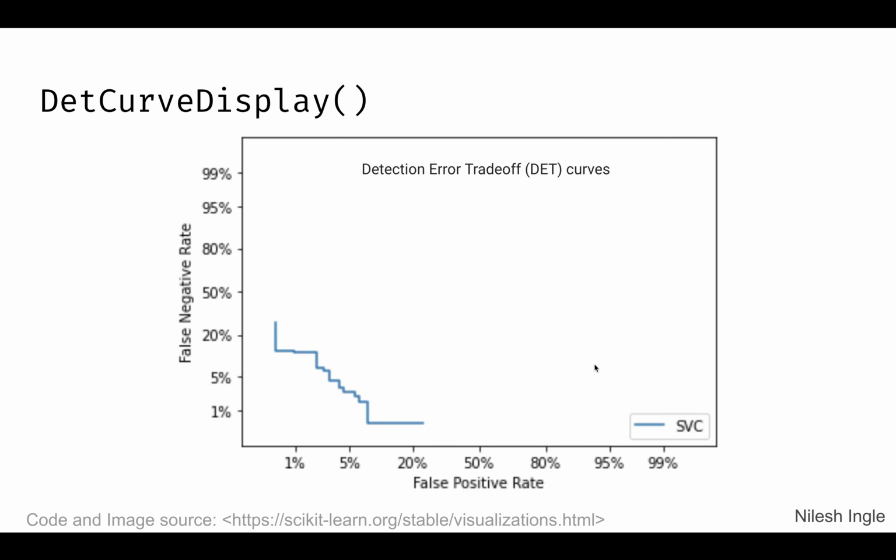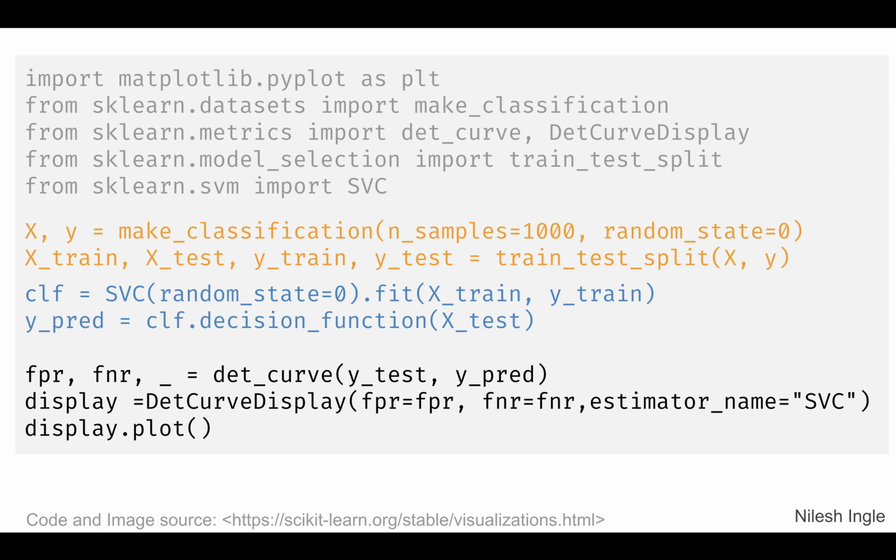Next, we have the detection error trade-off curve, DET curve display, as we can see. So here the x-axis has false positive rate and the y-axis has false negative rate. This is another way of looking at the output, similar to the ROC AUC curve we saw earlier. And the implementation is again similar.